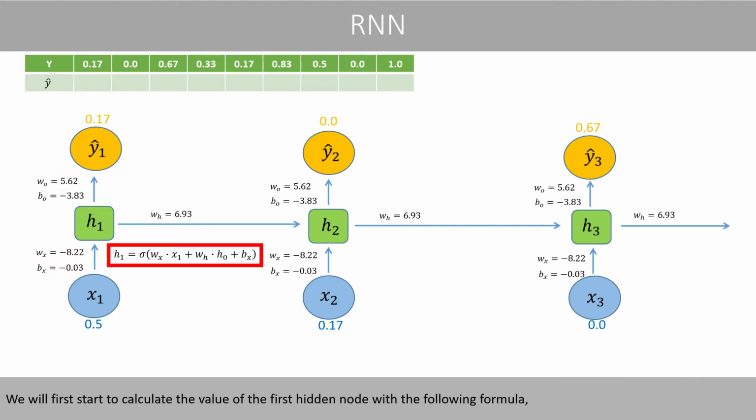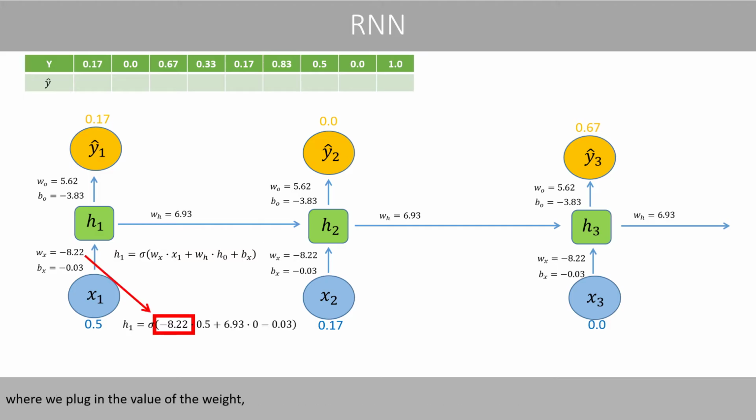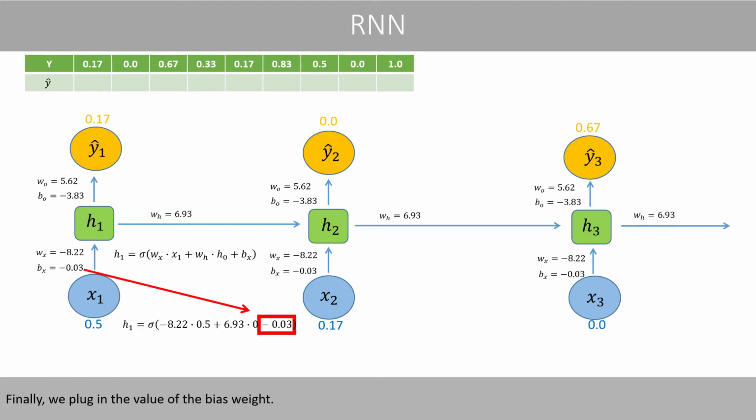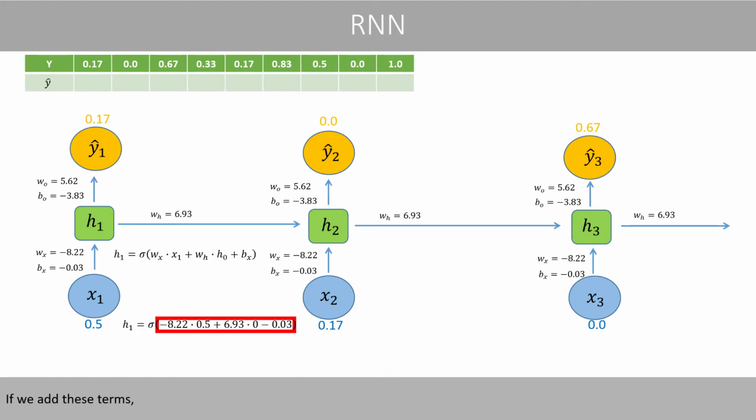We'll first calculate the value of the first hidden node with the following formula, where we plug in the value of the weight, the value of the input node, and the value of the weight between the hidden nodes. This is the value of the previous hidden node. Since we now calculate the value of the first hidden node, we do not have any previous value. We therefore set h0 to 0. Finally, we plug in the value of the bias weight. If we add these terms, we will get the value of negative 4.14.